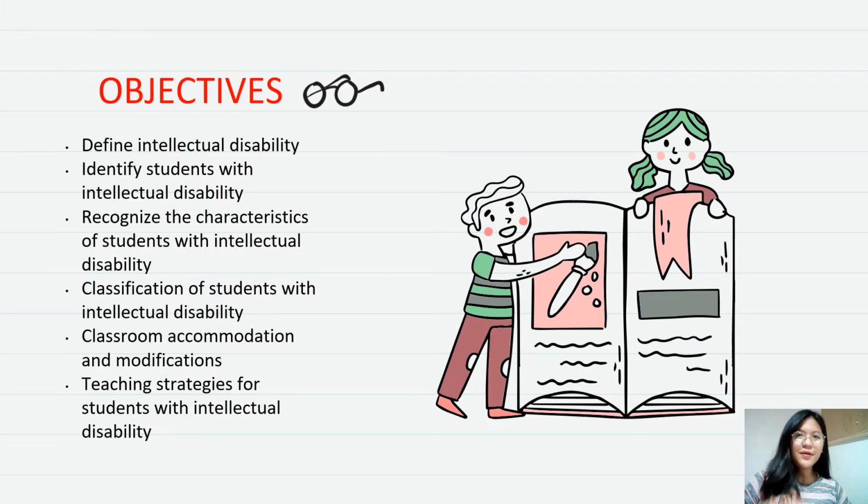So to start with our proper discussion, I have here the objectives, which are to define intellectual disability, identify students with intellectual disability, recognize the characteristics of students with intellectual disability, classification of students with intellectual disability, classroom accommodation and modifications, and teaching strategies for students with intellectual disability.